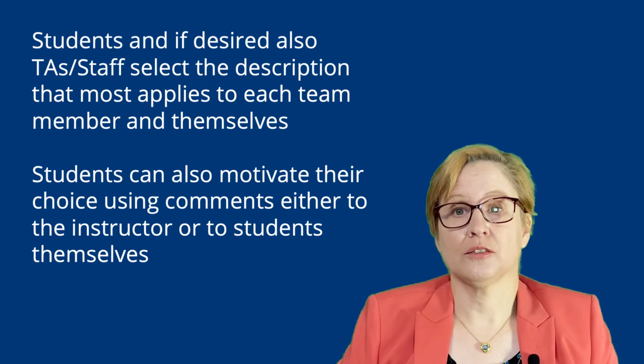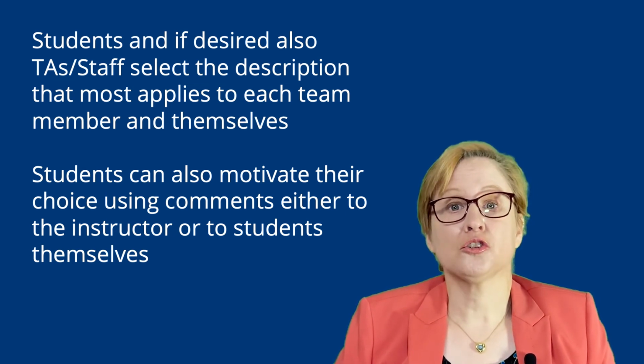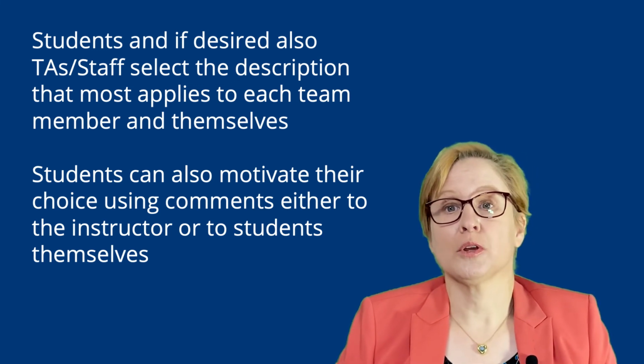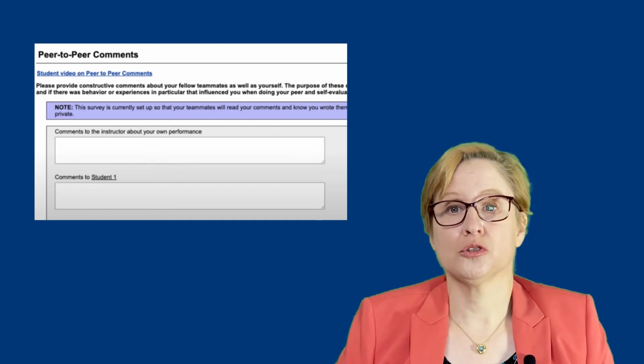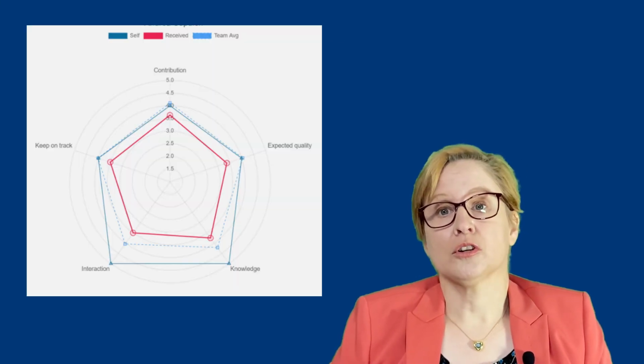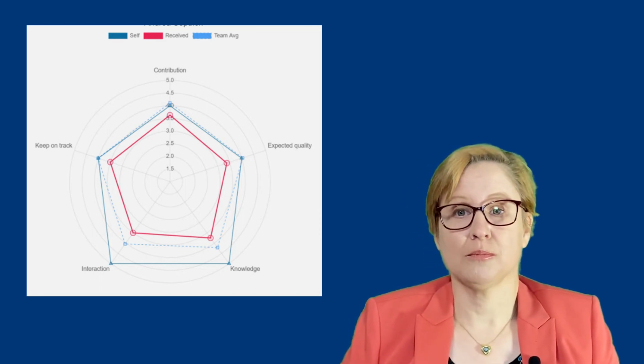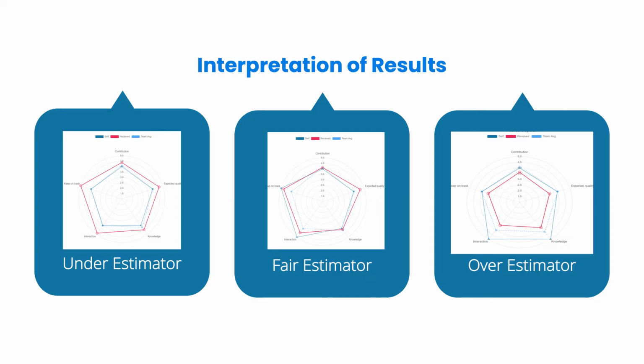During each project, students are asked to fill out the peer evaluation twice, halfway and at the end of the project, so the students could be given intermediate feedback and given room to show improvement. The system works in a way that students, and if desired also TAs and/or staff, select a description that most applies to each team member and/or themselves. Students can also motivate their choice by using comments either to the instructor or to the students themselves. Results are calculated and displayed both graphically and in a table, showing the students' own scores and the aggregated average team member score. As you can see, you can easily identify the underestimator, the fair self-assessor and the overconfident self-assessors from the spider plots.